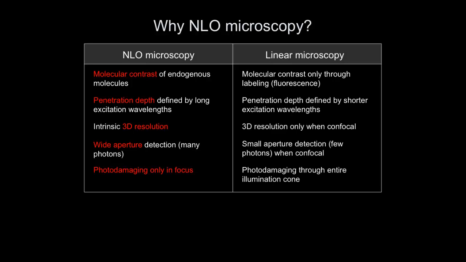Photodamaging is happening through the entire excitation cone in linear microscopy. Because basically, the intensity of light, if you integrate an entire plane, is the same everywhere. That means in each plane there will be optical excitations, and that means throughout the entire cone, you can have photodamage. So all these things are advantages of nonlinear optical microscopy as applied to tissue imaging.